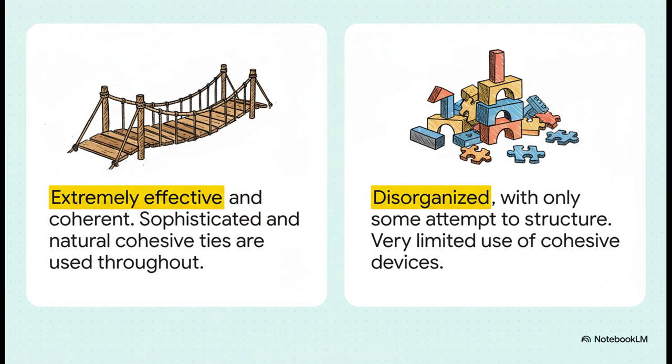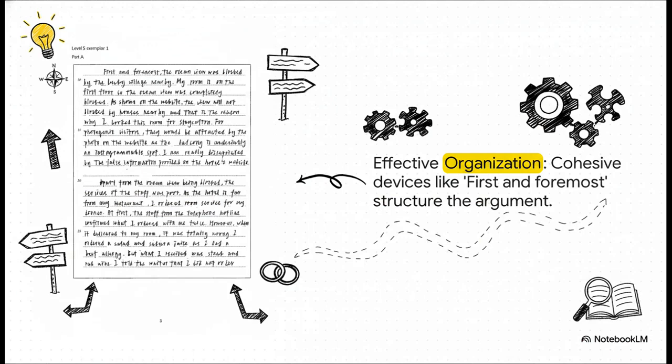So here's the key difference. A low-scoring script might feel like a random list of disconnected points, but a high-scoring script, it weaves those points together into a single, coherent whole. The ideas build on each other, guiding the reader through a logical journey. And looking at our example again, the candidate uses really clear signposting language. First and foremost, kicks off the first complaint. Then, apart from the ocean view being blocked, smoothly moves to the next point. These little phrases act like signposts, making the whole thing incredibly easy to follow.